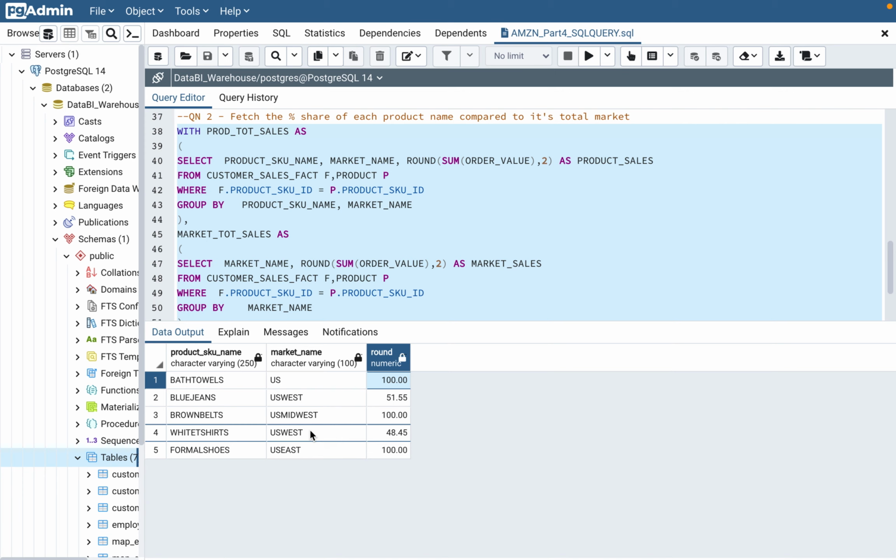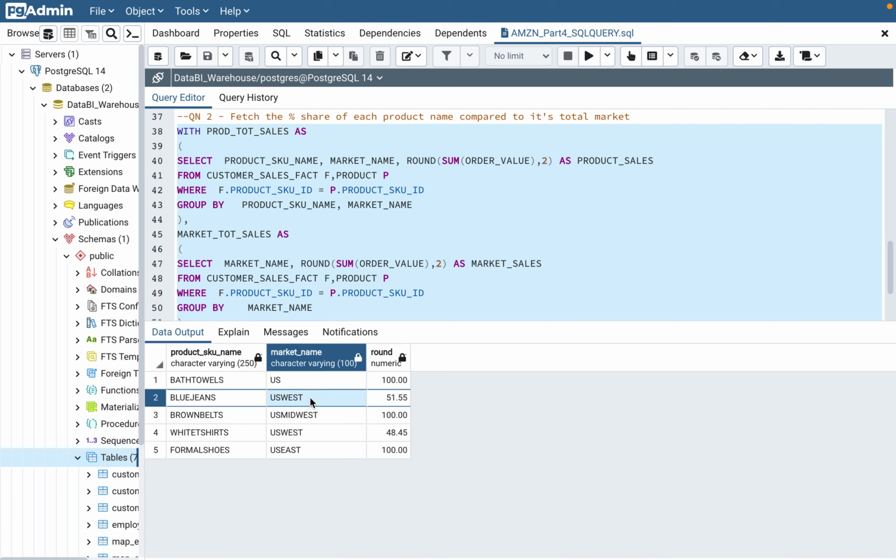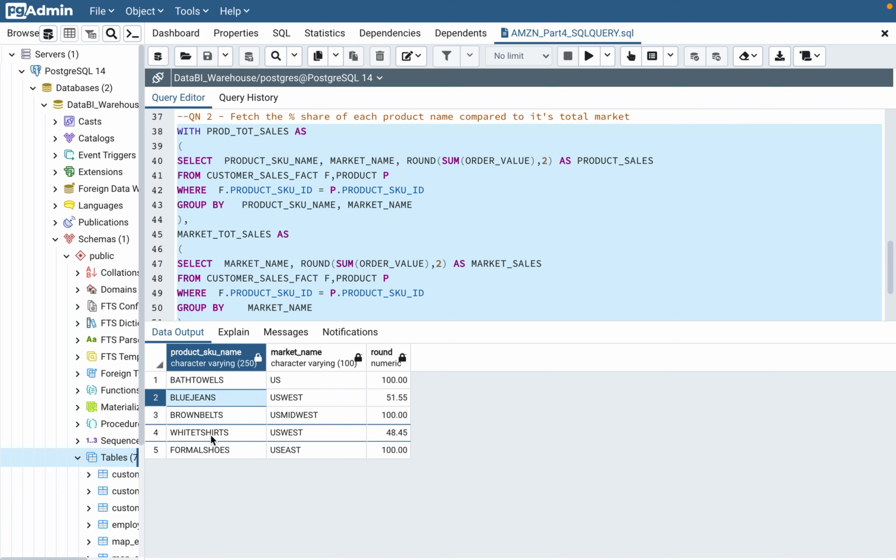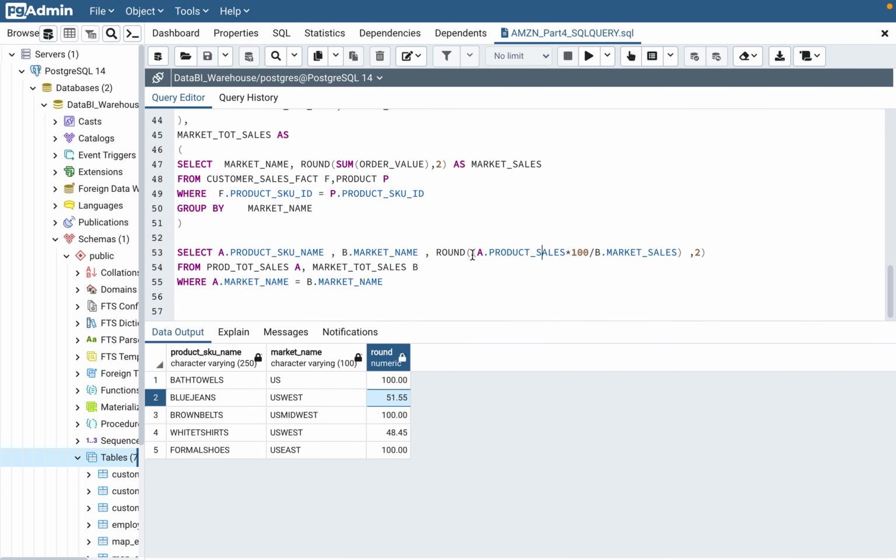But if you look at the data and you look at the US West region, you had blue jeans and you had white t-shirts, correct? So blue jeans is 51.55 percentage. That's why we took a round 2, right? Here also we did round and decimal 2. If I did not do round, it will just give me 51 and 48. So then it's not correct, right? Because 51 plus 48 is basically 99, correct? So it will not give a complete 100%. That's why I did a decimal point.